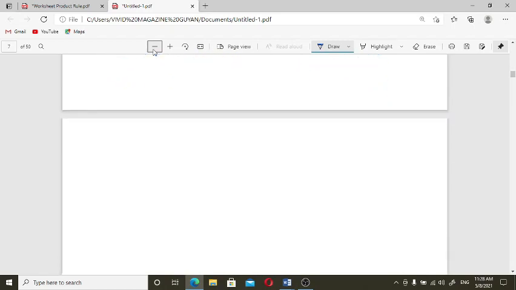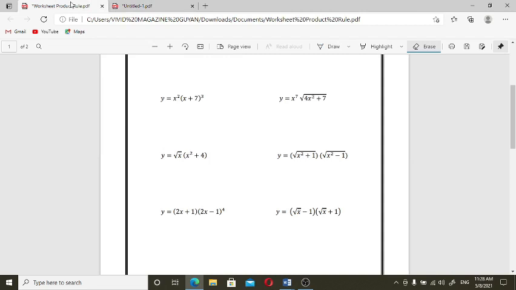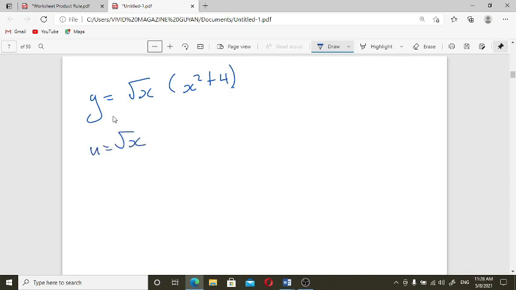Alright, next question. What's the next one? So I have to do the root of x. So y is equal to the root of x squared plus 4. So u is equal to the root of x. So u is equal to x to the half. So du/dx is equal to a half of x to the minus a half, which is equal to 1 over 2 root x.